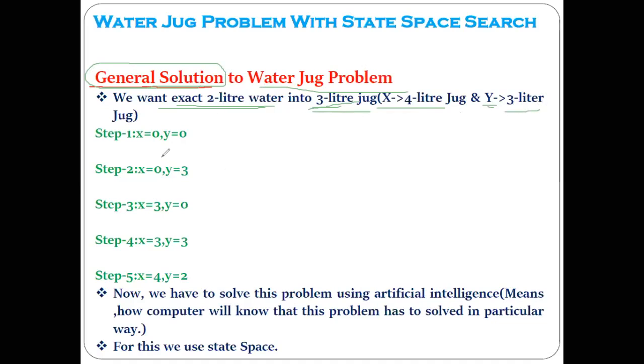Okay. Now we will apply the first step, step 1, where we have X equal to 0 and Y equal to 0. Means what? Both the jugs are empty. Yes, sir. Then what will we do? Okay, understand carefully. In the second step, we will completely fill the second jug. So X is equal to 0, correct? And Y equal to 3, because the capacity of Y is 3 liter, that we know. Correct? Yes, sir. In the third step, what will we do?